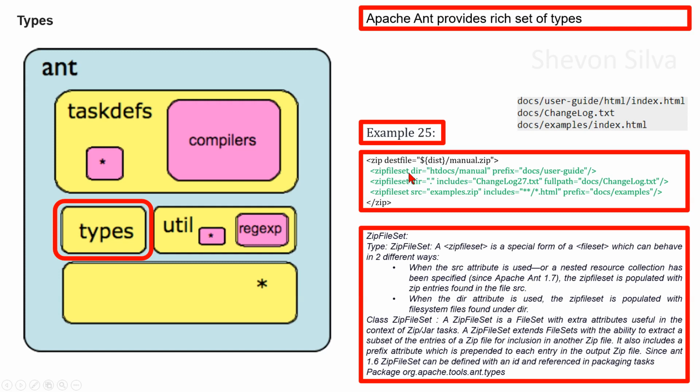Here it zips all files in the htdocs/manual directory into the docs/user-guide directory in the archive.